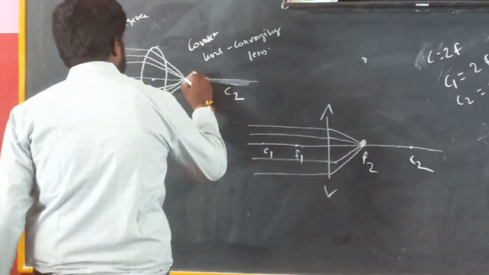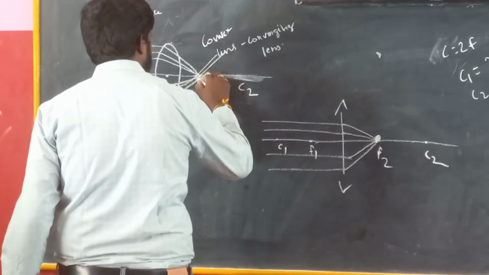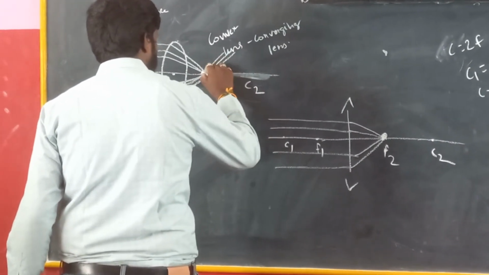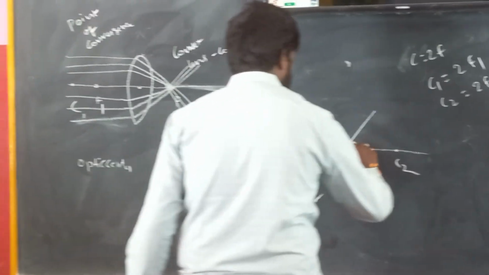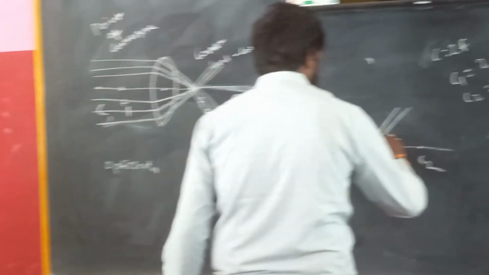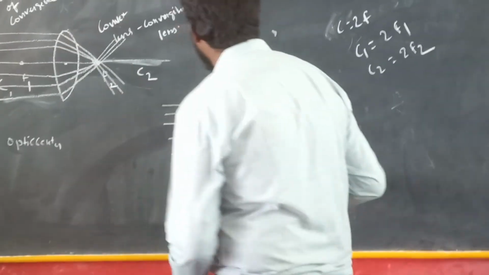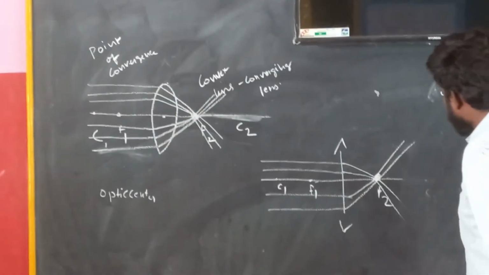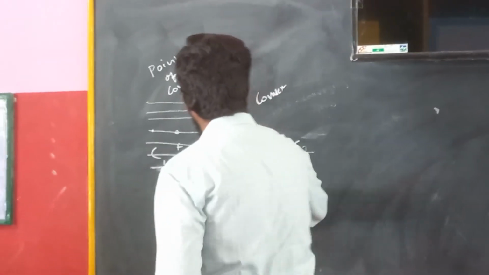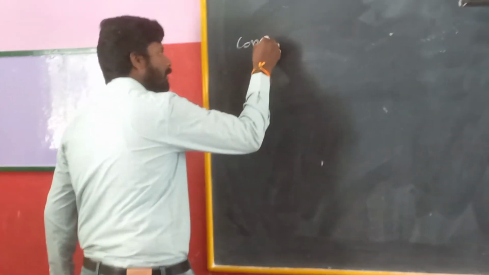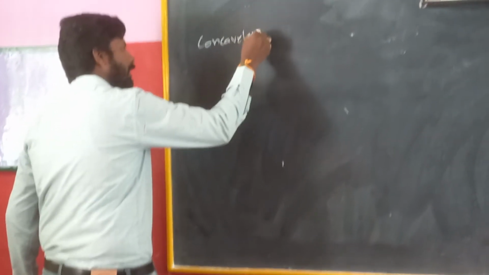And after converging, they will just move on. Let us study about concave lens. Concave lenses are known as diverging lenses.